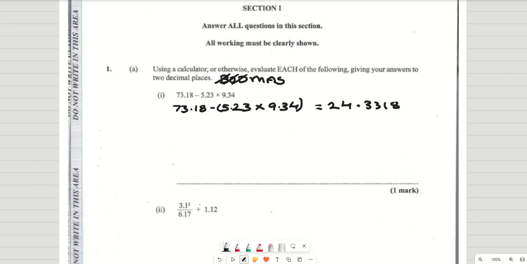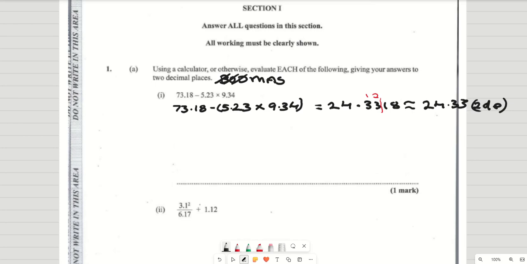24.3318. Now, they said to give your answer to two decimal places, so we'll write two digits after the decimal point. Draw a line after your two decimals. You look at the number after the line, you see it is less than 5, so the number remains as it is. So this is approximately 24.33 to two decimal places.